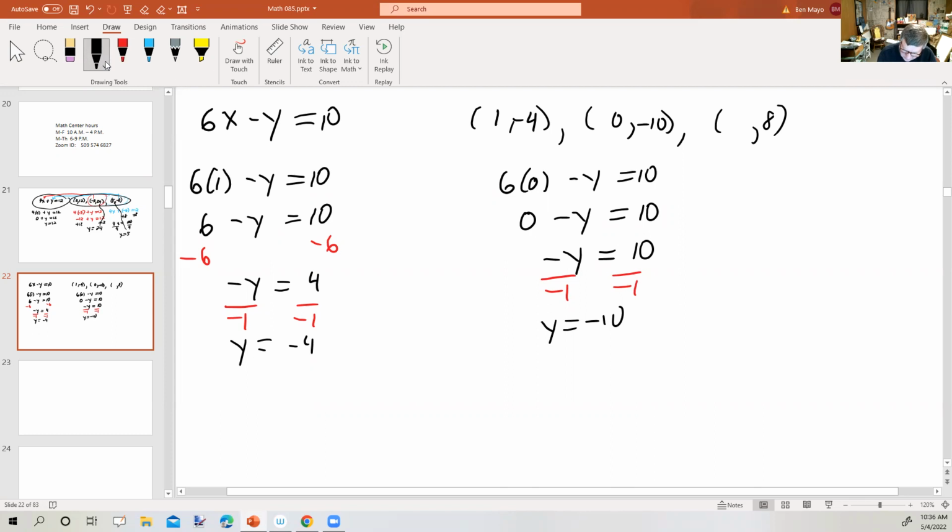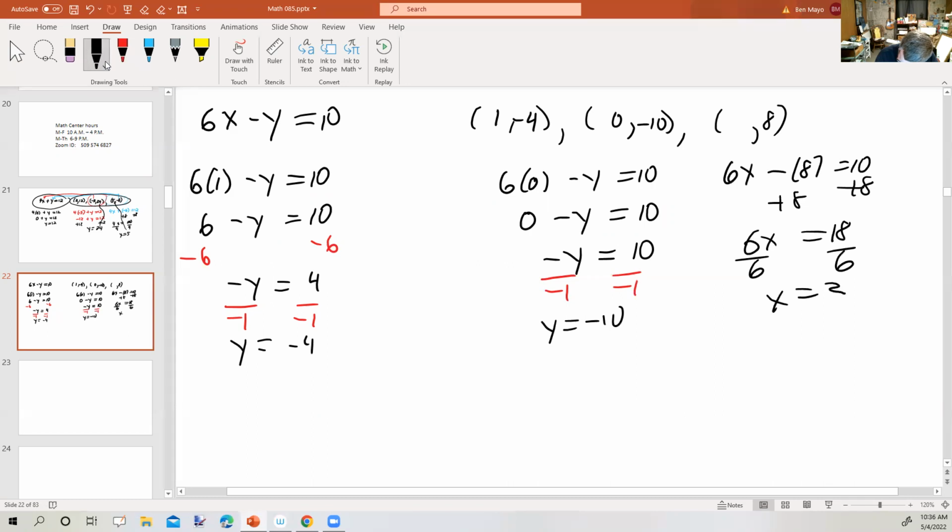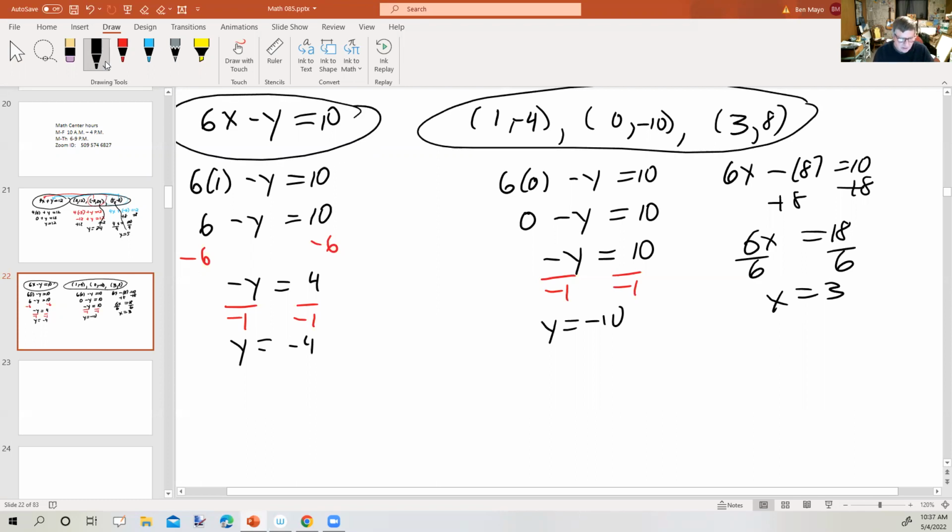All right, and then finally, y is 8. So we've got 6x minus 8 equals 10. Adding 8 to both sides, 6x equals 18. Dividing both sides by 6, x equals 3. So here we have 3 ordered pairs, 3 solutions to this equation. Any questions about that example?